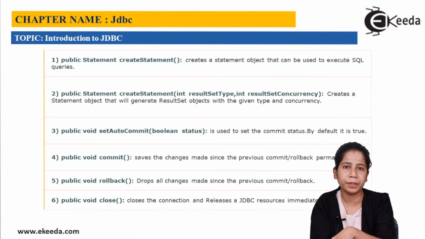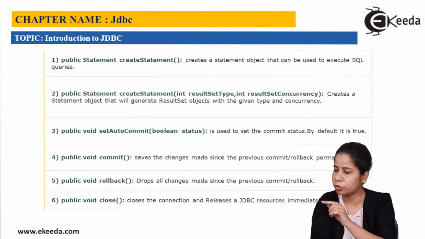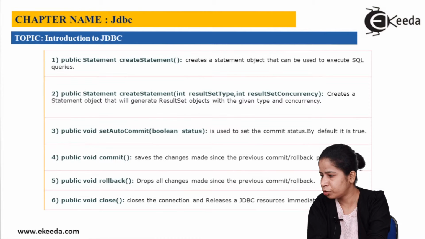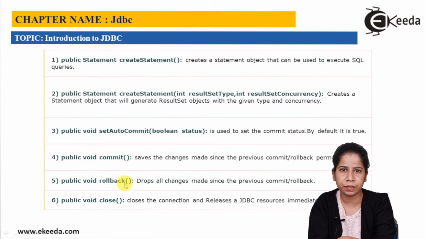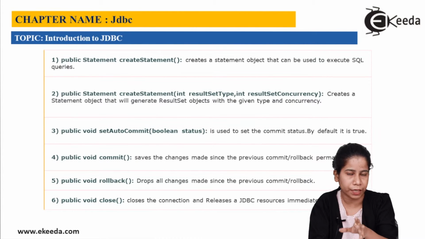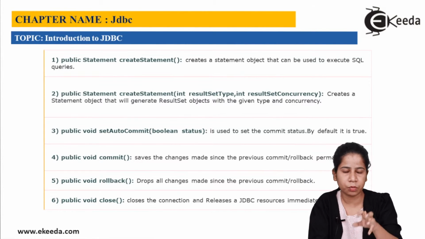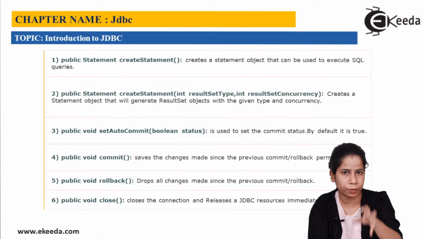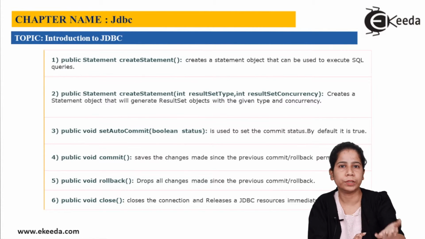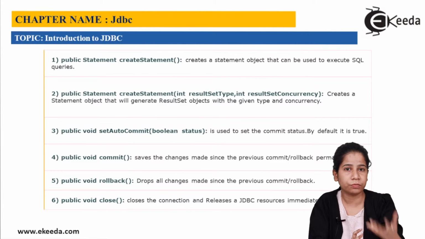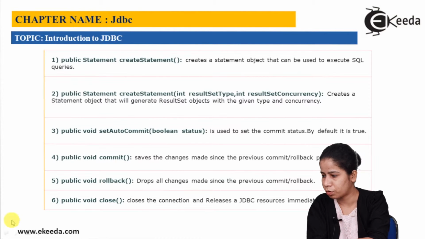If I want to commit whatever DML operations I'm doing, in that case you have to make it true. Then you have commit and rollback. Commit is nothing but whatever DML transaction we have done, just commit it, that means make changes permanent. Rollback is nothing but whatever transactional operations you have done, just undo it, just revert it.